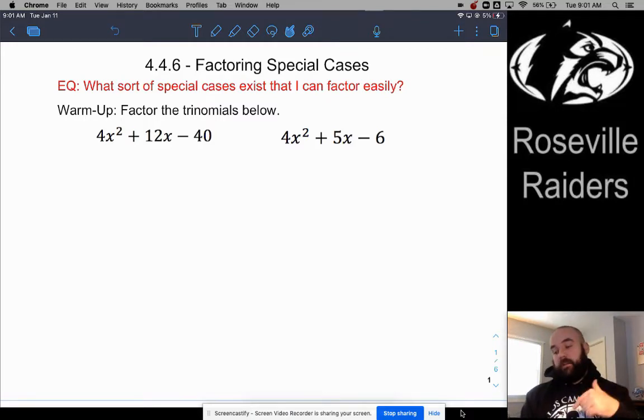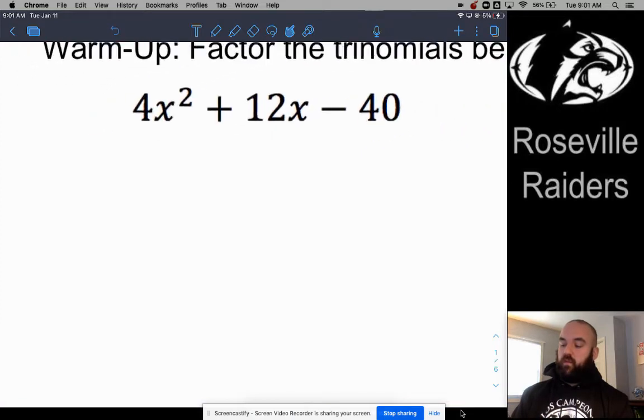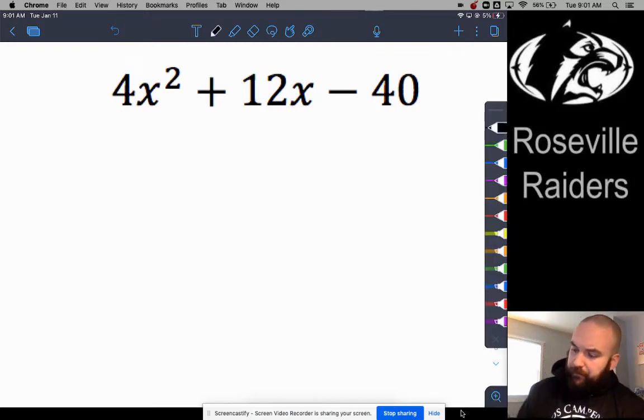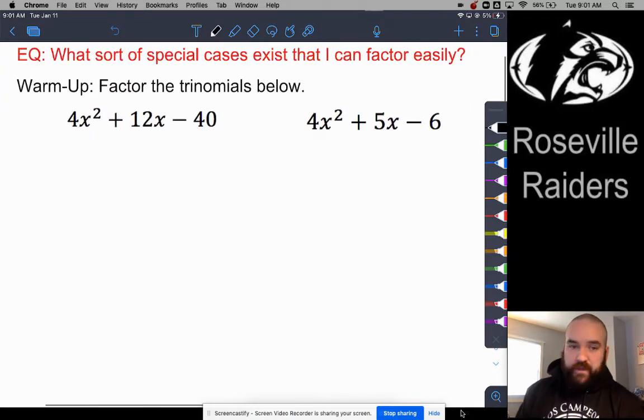Before we get into that, let's revisit the idea of factoring a trinomial. It's called a trinomial because it's got three terms: 4x squared, 12x, and minus 40. You'll notice that both these examples have a 4 in front of the x squared, but we're going to factor them in different ways.